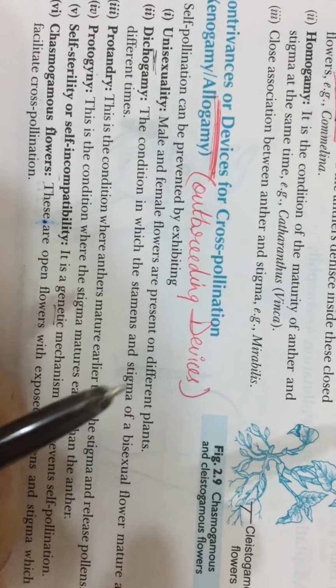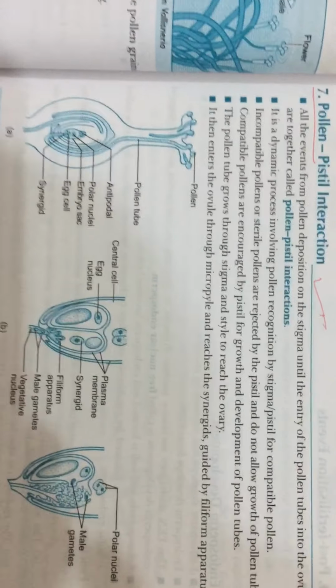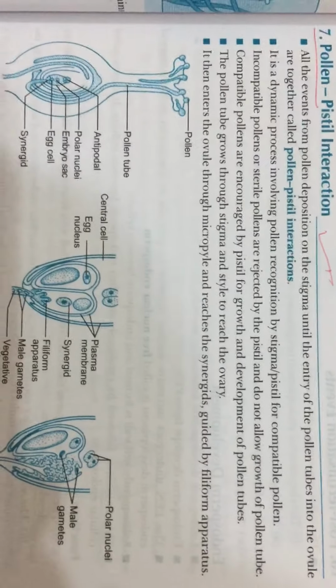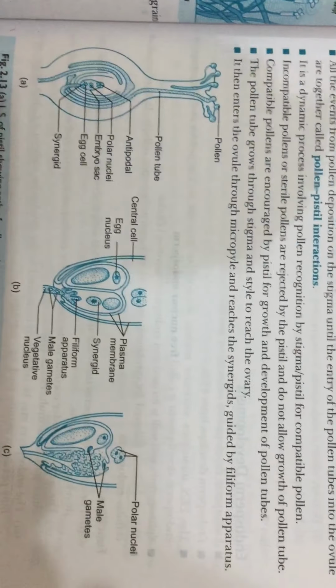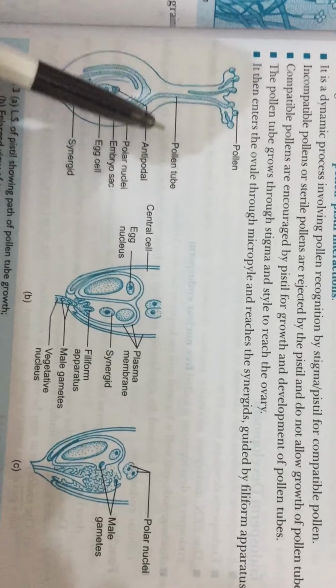Next is the pollen-pistil interaction. This is what happens when a pollen grain comes in contact with the pistil. The pistil is the female part, which, when it is mature, is ready to trap the male gametes. When the male gametes are transferred after pollination and land on the stigma, the pollen-pistil interaction takes place. Let's now understand what happens when pollen and pistil come in contact with each other.